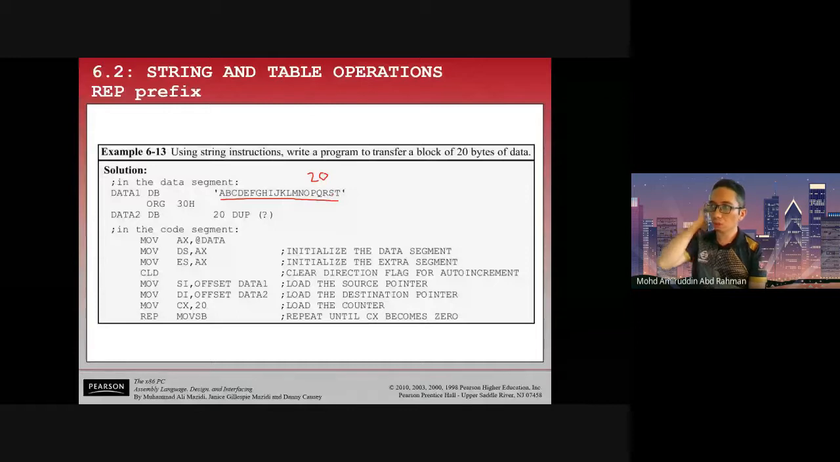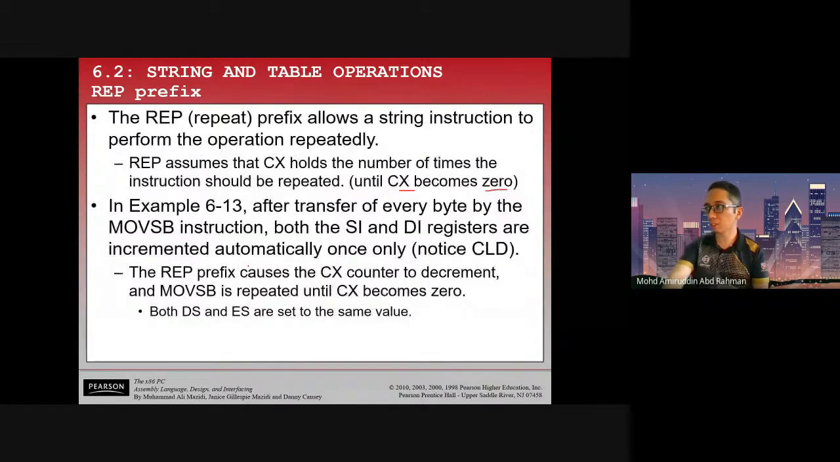First we initialize this data. So move AX, where AX is used to initialize the data segment, so we put AX into the DS. Then we also need to initialize ES. ES, as I mentioned before, is related to the SI pointer, and also DS, as before.